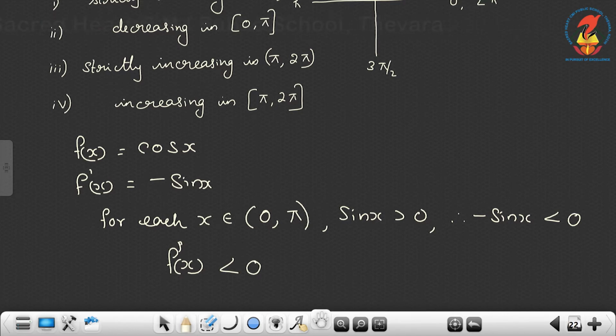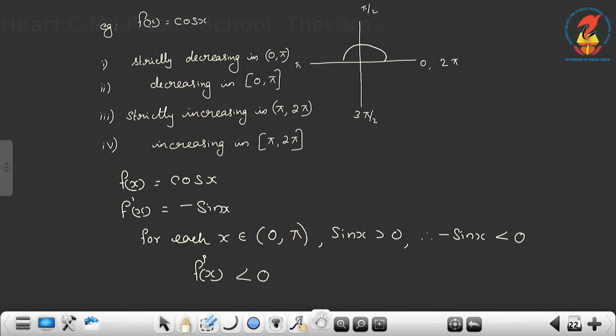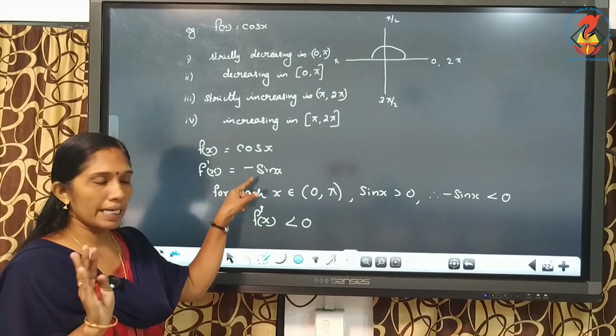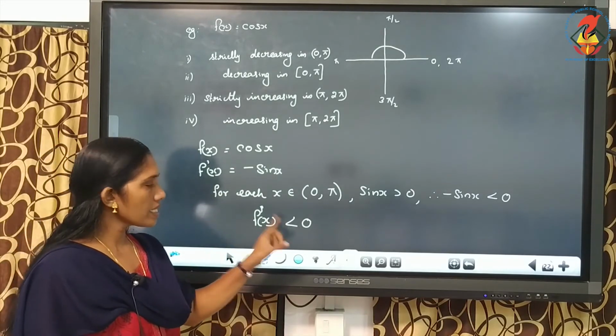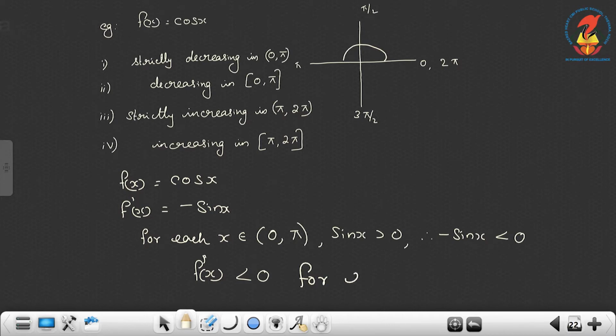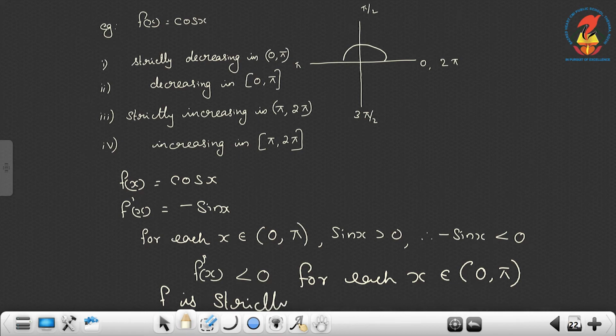Sin x is positive in the first and second quadrant. Sin x is positive, but minus sin x is negative. So f dash x is negative for each x belongs to open interval 0 pi. Am I right? So what we can write? F is strictly decreasing. F is strictly decreasing.